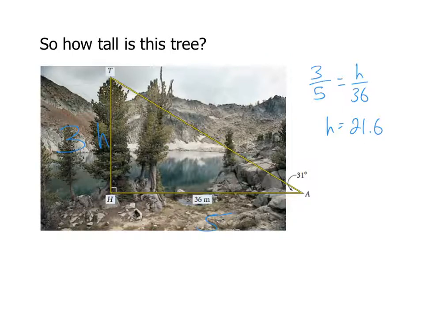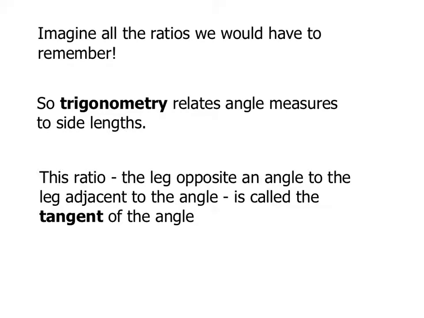So that's pretty neat. But then there was a big problem. The big problem is there are so many different ratios. I mean, if the angle is 37 degrees, something different. 46 degrees, something different. Crazy. There are too many ratios to remember. So the branch of mathematics called trigonometry was related.